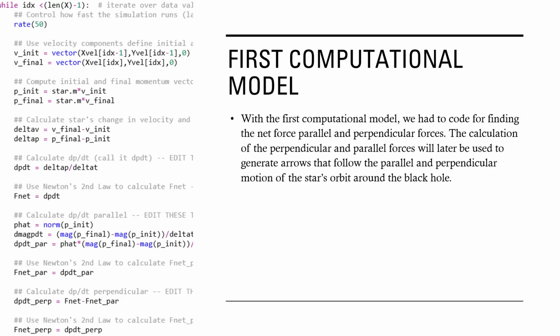So here is the first computational model. So we had to find the net force of the parallel and perpendicular forces, and the calculation of the perpendicular and parallel forces will later be used to generate arrows that will follow the parallel and perpendicular motion of the star's orbit around the black hole.